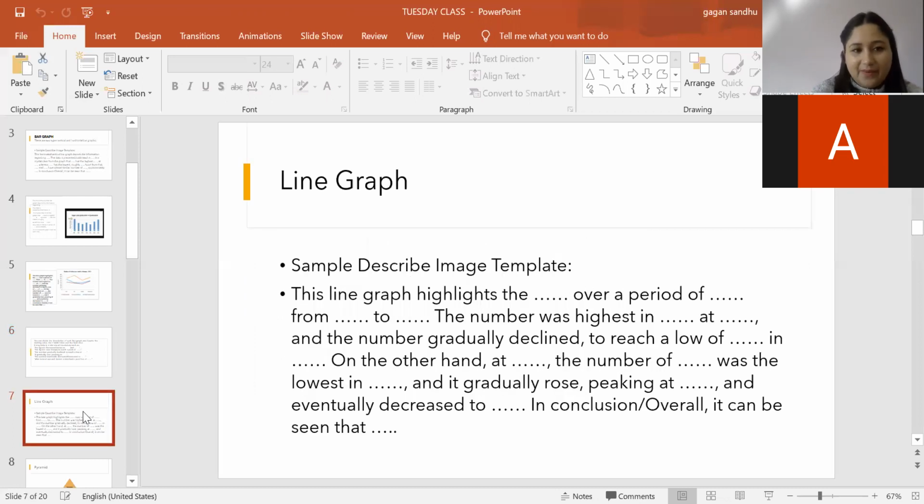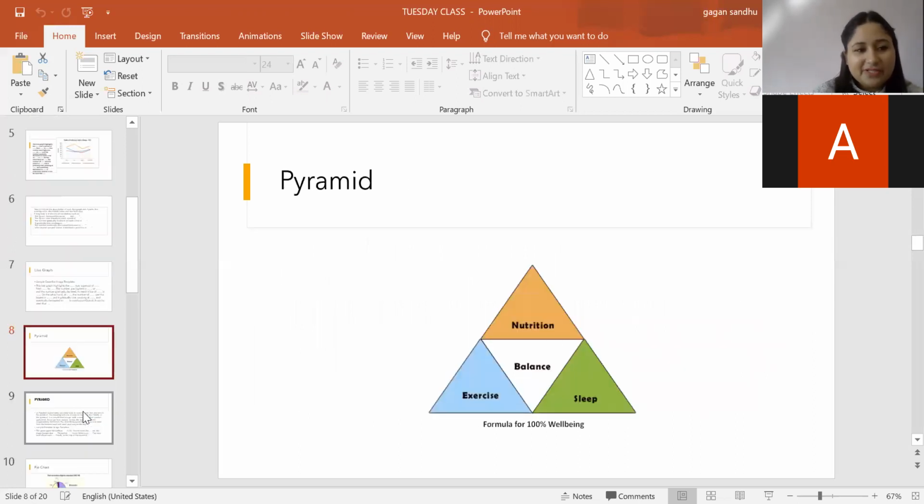So this is the template with the line graph. If you want to take it and keep it, you can. You can use this one as well. You just need to fix the information picked up from the line graph and fix it here. This is a pyramid, right? And this could be as simple as you can see right now on the screen, and it could be really different as well, right?